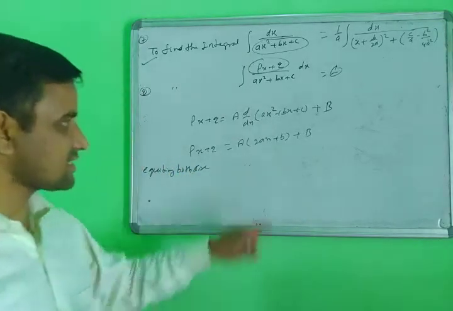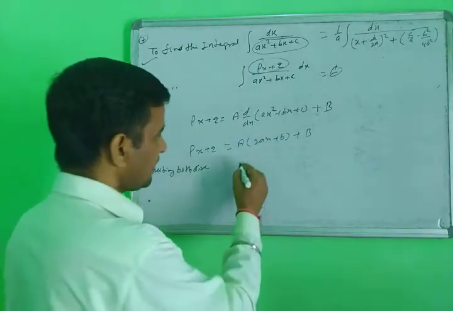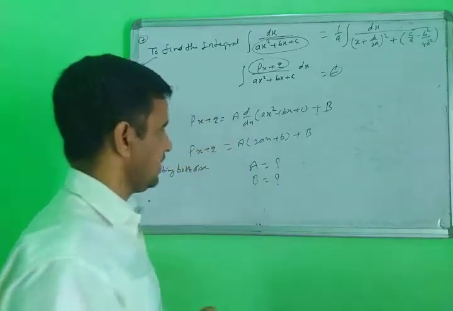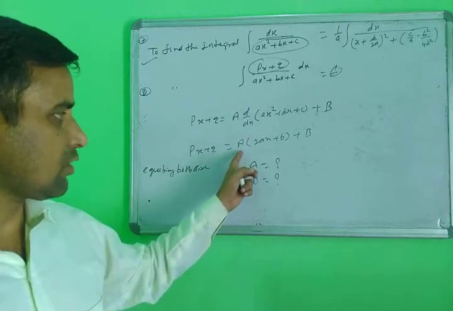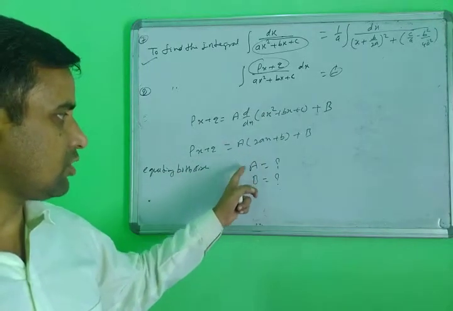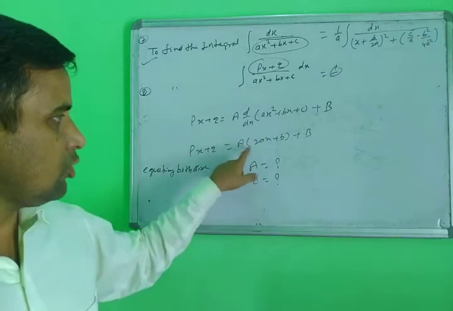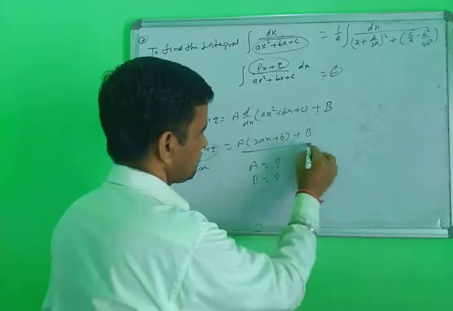Coefficient of x and constant, a and b. Means you will find the value of a and the value of b. You will calculate here, equating both sides, the coefficient values of a and b. After equating, you put the value of a, means the value of px upon q. This is converted in this form.